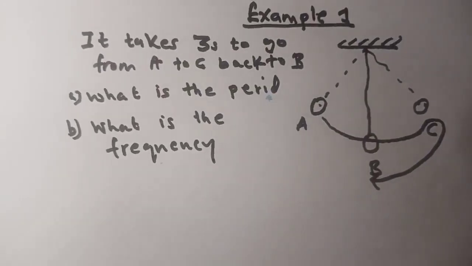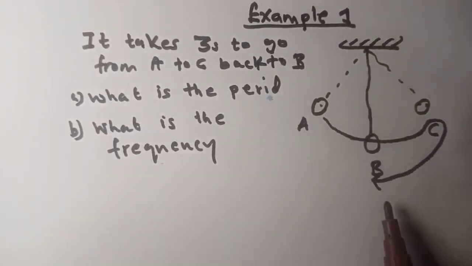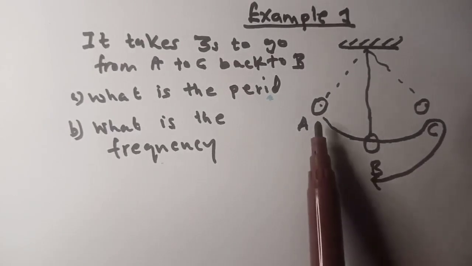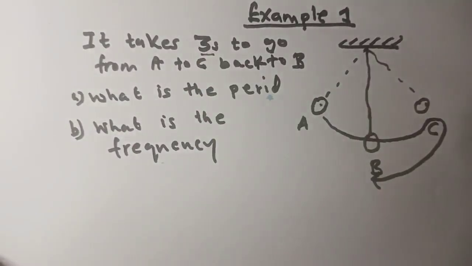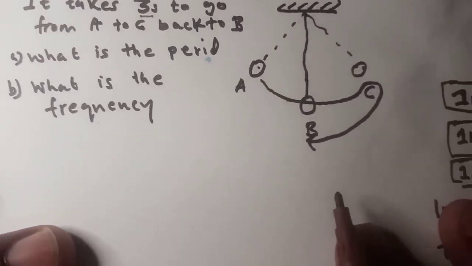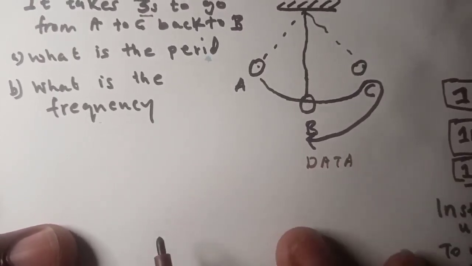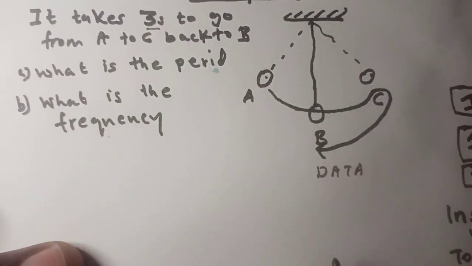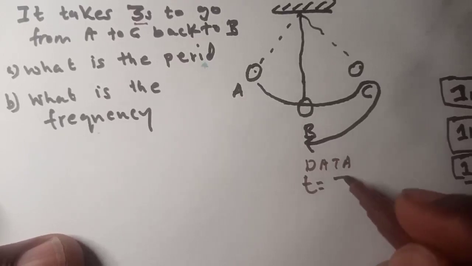So we are told that this pendulum swung from A to B to C and back to B, and the time that it took to move from A to C and back to B was 3 seconds. So let's figure out our data, what we have so far. We're told the time: 3 seconds. The time, small letter t, the time taken, is 3 seconds.